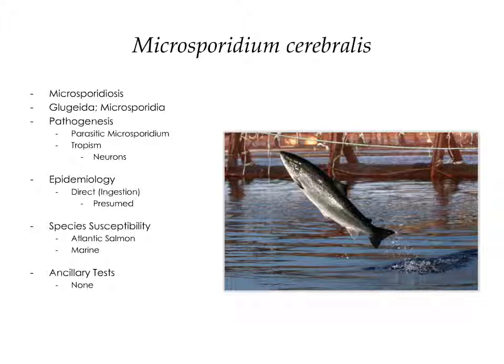Microsporidium cerebralis is another cause of microsporidiosis. As with Microsporidium salmonis, this is a parasitic microsporidian of the group Glugata of Microsporidia. This species has a tropism for neurons within the central nervous system. The disease is not well characterized, but in regards to epidemiology, transmission is believed to be direct via ingestion. This is a disease of Atlantic salmon in the marine environment. At present, ancillary testing is not available.